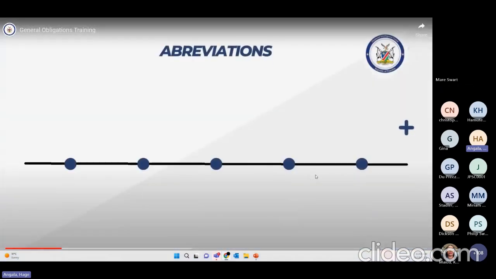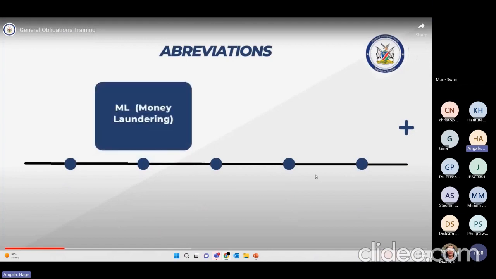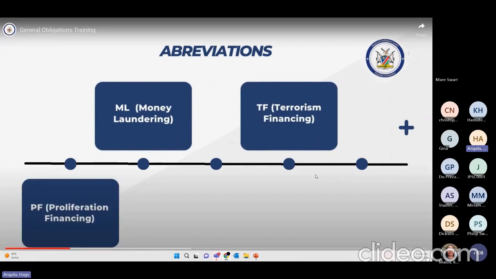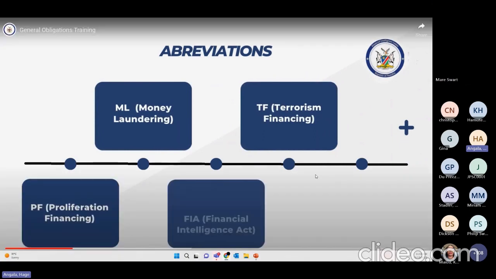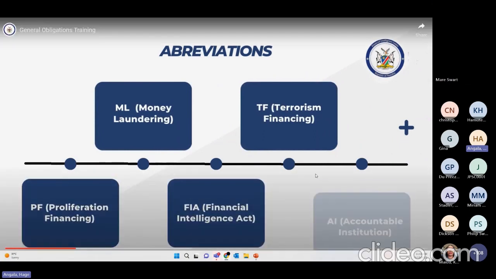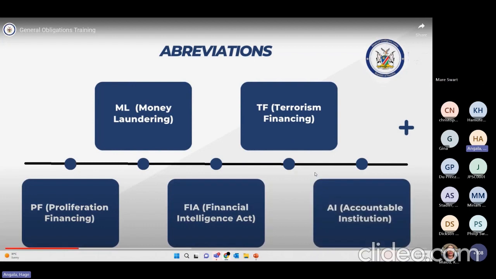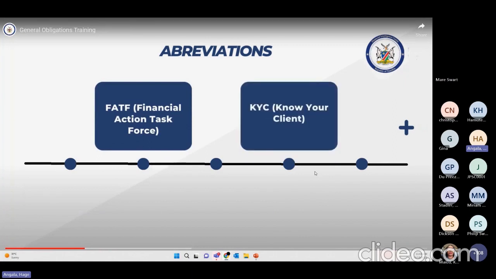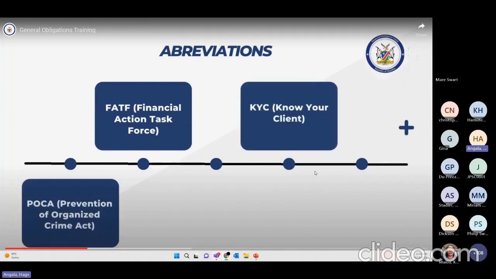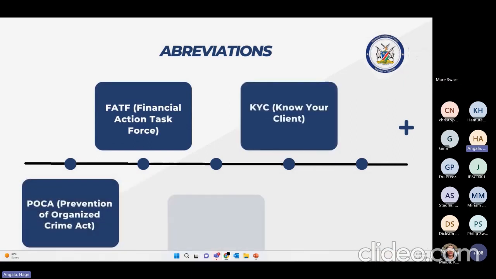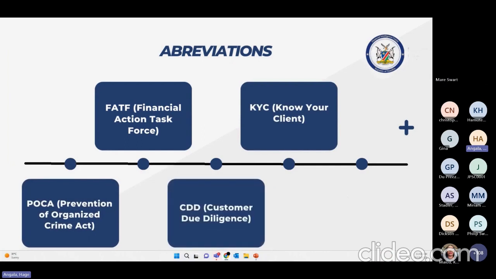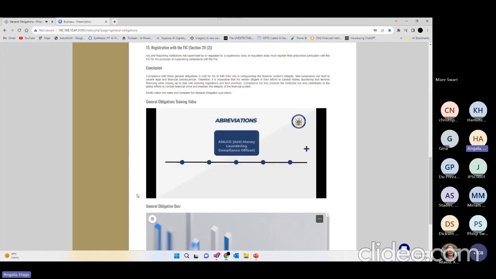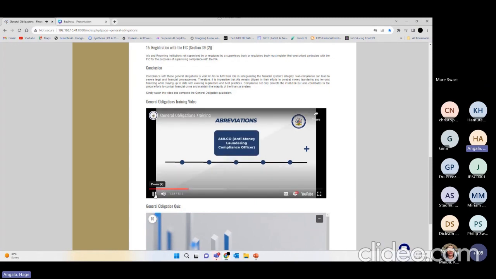Here are a few important abbreviations. ML, money laundering. TF, terrorism financing. PF, Proliferation Financing. FIA, Financial Intelligence Act. AI, Accountable Institution. FATF, Financial Action Task Force. KYC, Know Your Client. POCA, Prevention of Organized Crime Act. CDD, Customer Due Diligence. CAP, Customer Acceptance Policy. AMLCO, Money Laundering Compliance Officer.